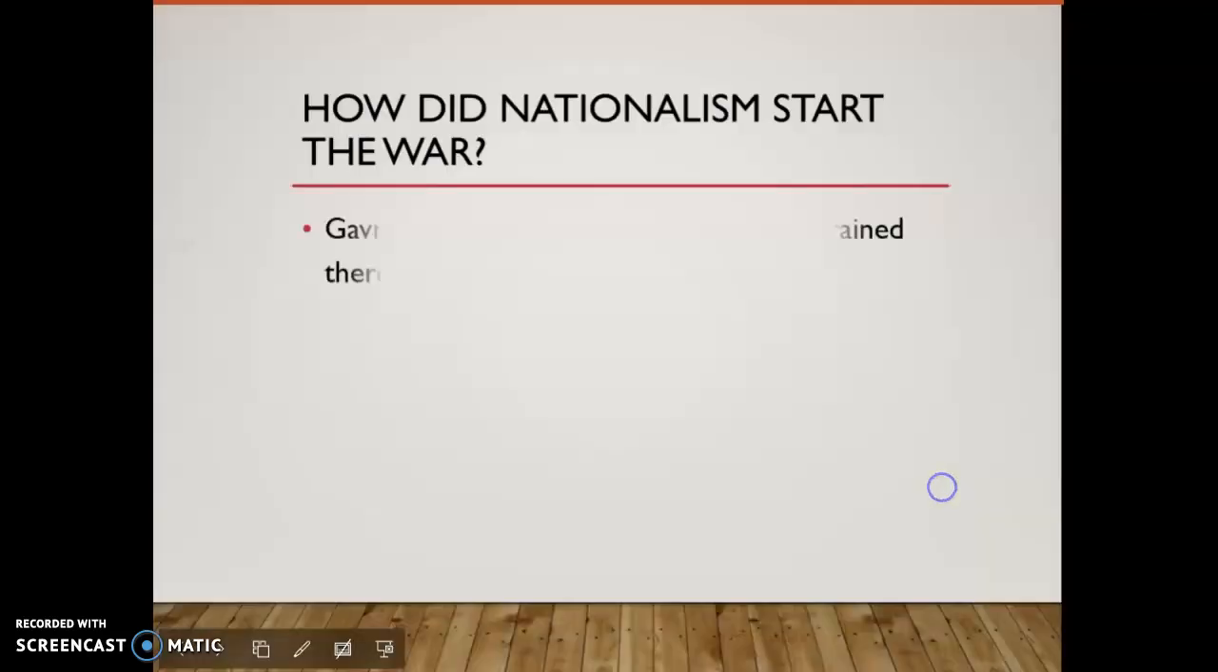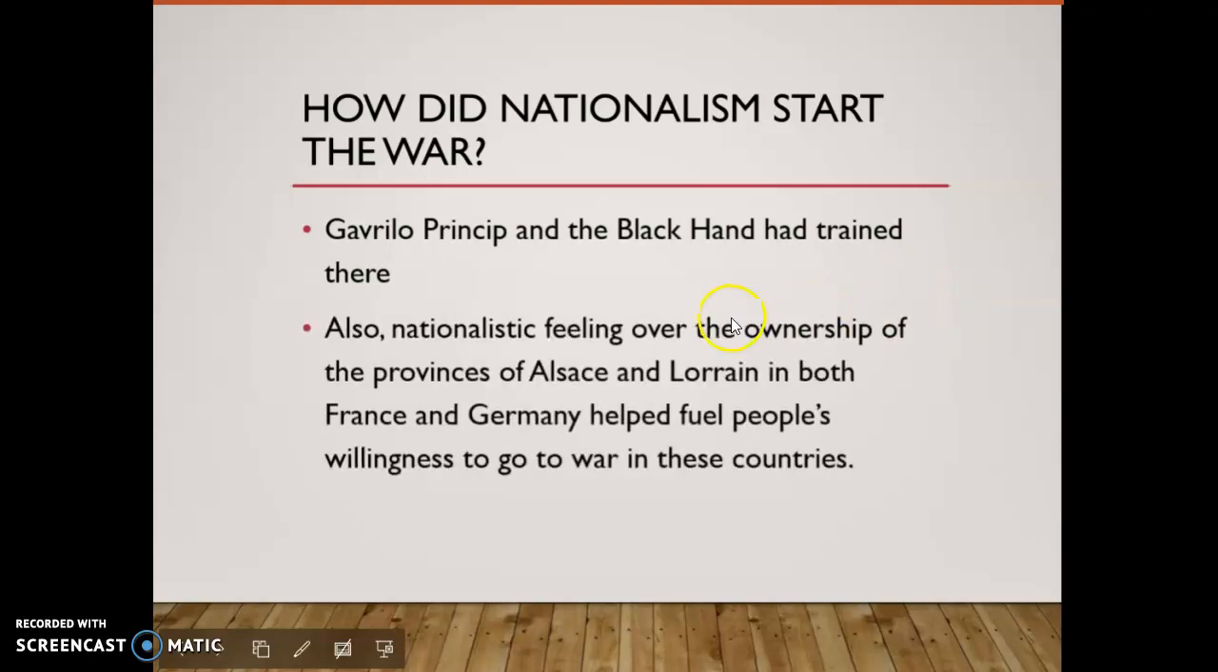So how did nationalism start the war again? Gavrilo Princip and the Black Hand had trained in Serbia. So we're still talking about Serbian nationalism. The nationalistic feeling over the ownership of the provinces of Alsace and Lorraine. Now we're in France. So you've got the Serbians who are feeling nationalistic, but you've also got the French who are feeling nationalistic. They're upset that Germany, in the Franco-Prussian War, Germany took Alsace and Lorraine, and now they are willing to go to war to get those two back.